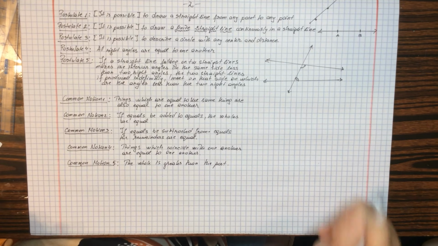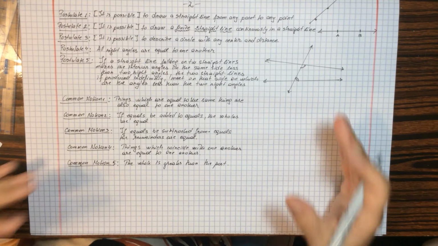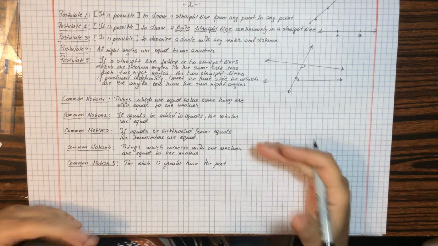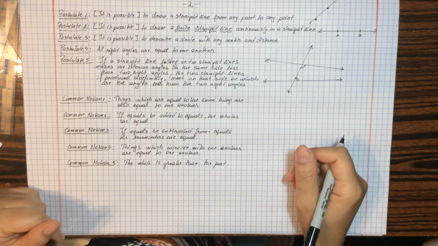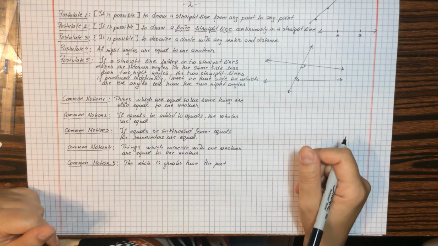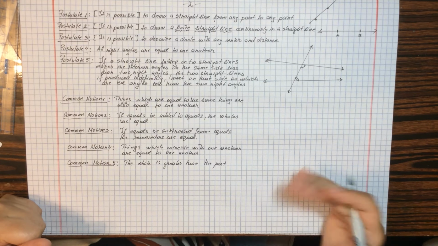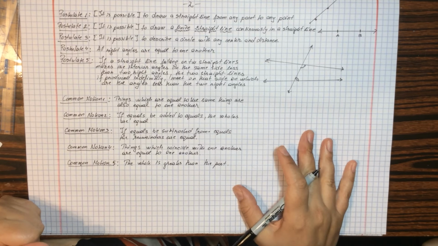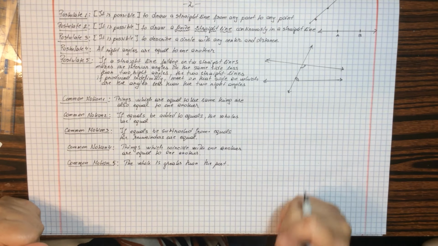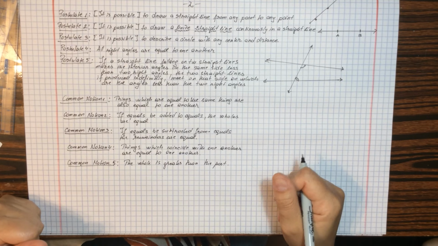So, we talked about definitions, we talked about postulates and the common notions. We shall take some of those now and prove the very first few propositions. Then use those to prove the next one. So, that will conclude part one. I'll get back to you with part two in a minute.